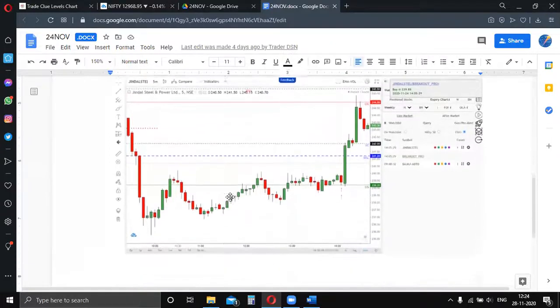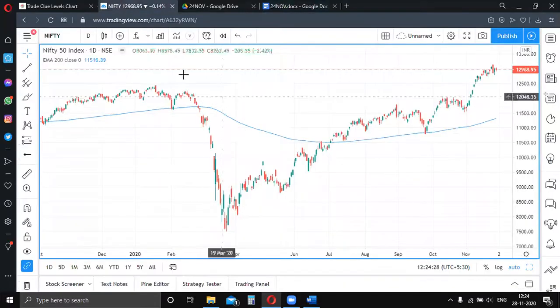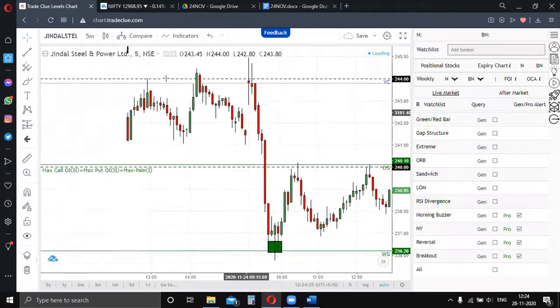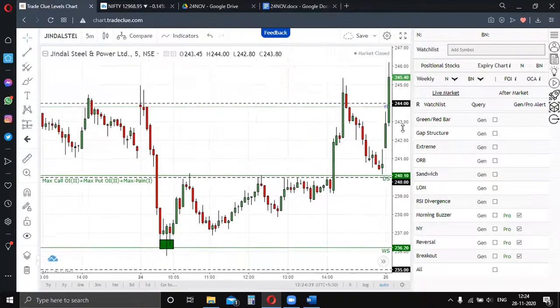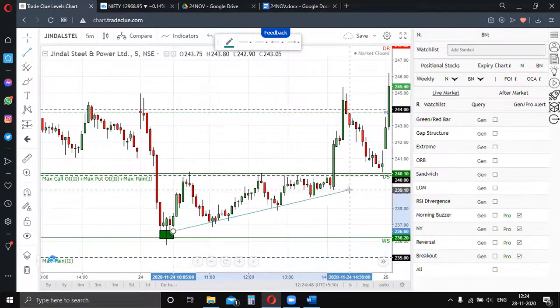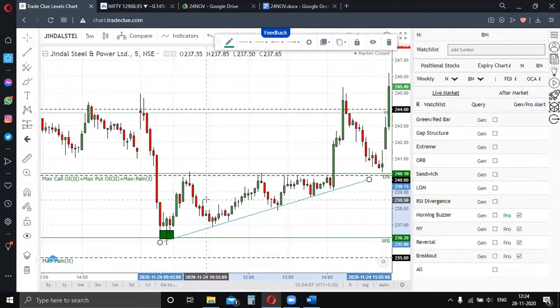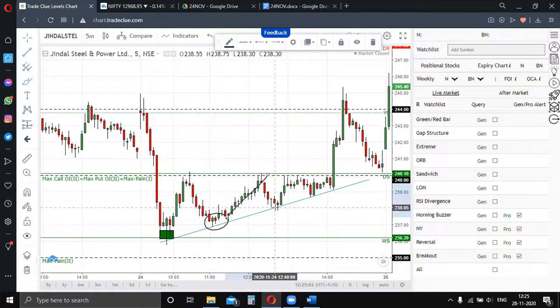Now, in this talk, the second half, we got Jindal Steel. See here, what happened on that day. Here, Jindal Steel had a very good buyer in this zone. What happened after? It started inching higher, making higher low patterns, right? Any time it was touching that zone, it started bouncing from that zone.